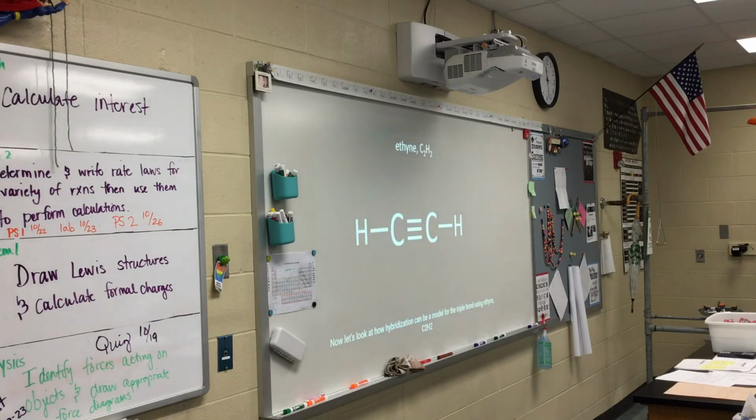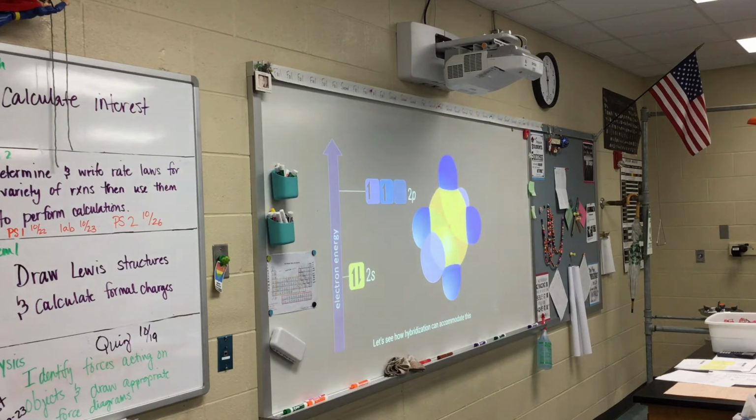Now let's look at how hybridization can be a model for the triple bond using ethyne, C2H2. The carbon-hydrogen bonds are sigma bonds, and the triple bond is 1 sigma bond and 2 pi bonds. Let's see how hybridization can accommodate this. Since pi bonds come from p orbitals, and we need 2 pi bonds, then 2 2p orbitals have to remain unhybridized, and so the remaining single 2s orbital and a single 2p orbital will hybridize to 2 2sp hybrid orbitals.